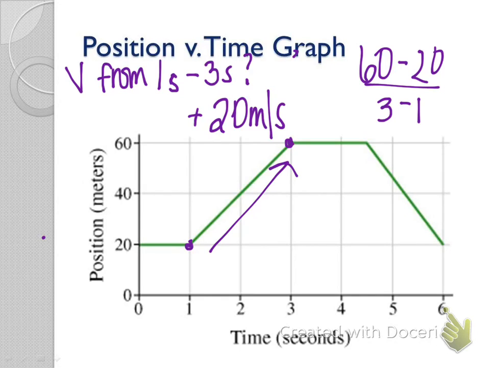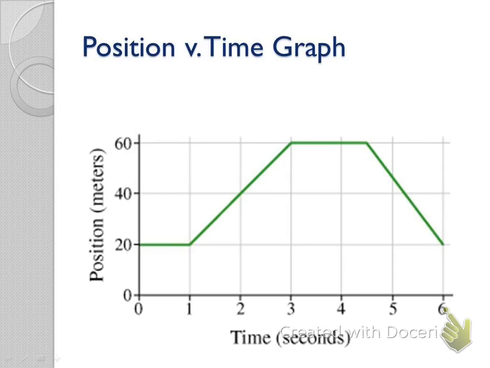Let's go ahead and try and find now the velocity from 4.5 seconds to 6 seconds. Okay, which is right here to right here. Let's find velocity of this person at that time. This time, what do we think about our velocity? Should it be positive or should it be negative? It should be negative, right? Because our slope is negative.